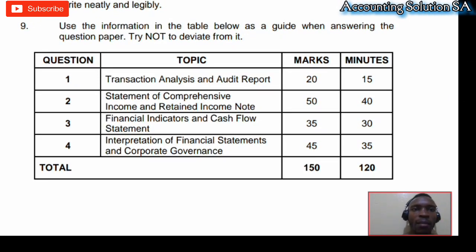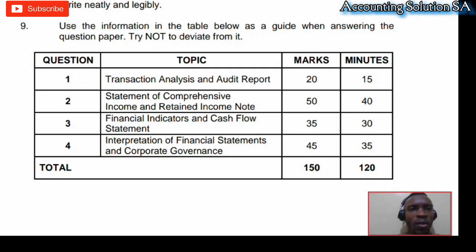All right, then the first topic is transaction analysis and audit report. Remember, when we talk about the audit report, mostly we are talking about a theory question, which means that you are going to analyze a theory that you have to study. Remember guys, in accounting we don't only calculate, but we also have to answer theory.